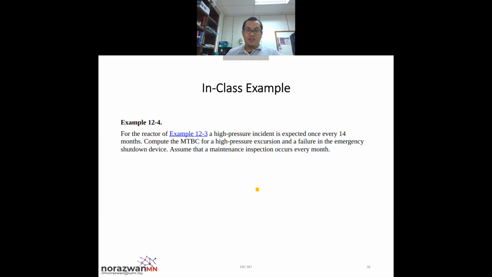For the reactor of example 12.3, a high pressure incident is expected once every 14 months. Compute the MTBC for a high pressure excursion and a failure in the emergency shutdown device. Assume that the maintenance inspection occurs every month. So the inspection occurs every month, while the failure is expected once every 14 months.